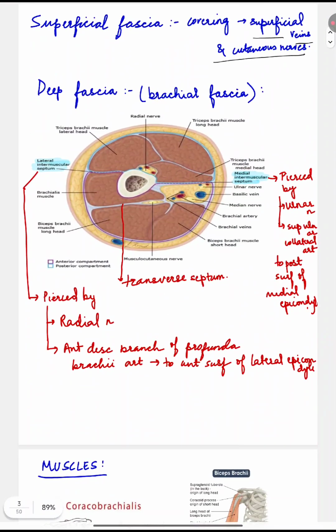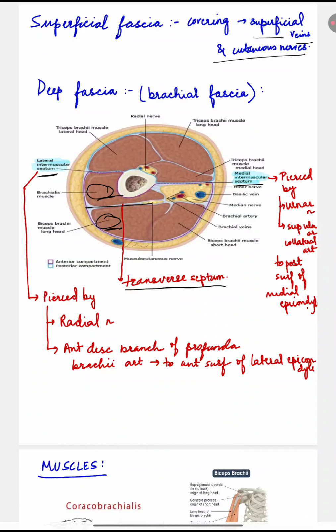Now the deep fascia, which is also called the brachial fascia. In the deep fascia there are 2 septa which are connected to the humerus, namely the lateral intermuscular septum and medial intermuscular septum. There is a transverse septum which separates the biceps brachii muscle. See, this is the biceps brachii muscle which is divided by the transverse septum from which muscle? Brachialis muscle. Between the brachialis muscle and biceps brachii muscle there is a transverse septum, which is here.